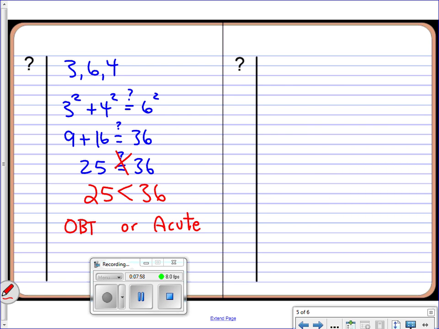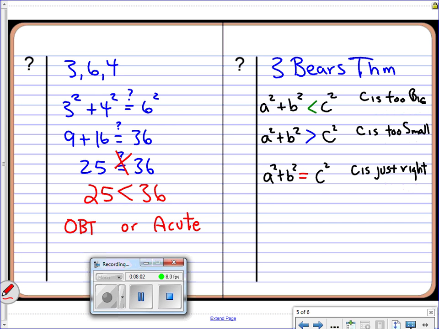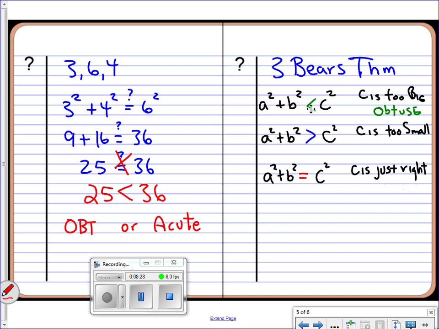Okay, let's write some rules. I call this the three bears theorem. Hopefully you pick up on the reason why. So we have a couple of different choices. The a squared plus b squared is less than c squared, or a squared plus b squared is greater than c squared, or a squared plus b squared equals c squared. When a squared plus b squared ends up being where c is too big, then it's obtuse. When a squared plus b squared is such that the c squared is actually too small, then it's acute. And when the c squared is equal to the a squared plus b squared, it's just right. Hence the name, the three bears theorem. And you're welcome.